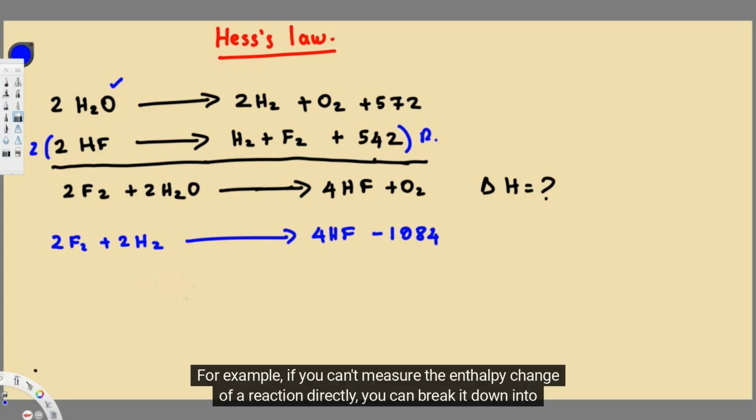For example, if you can't measure the enthalpy change of a reaction directly, you can break it down into parts that are easier to handle. Sum up the enthalpy changes of these parts, and you'll have the enthalpy change of the whole reaction.